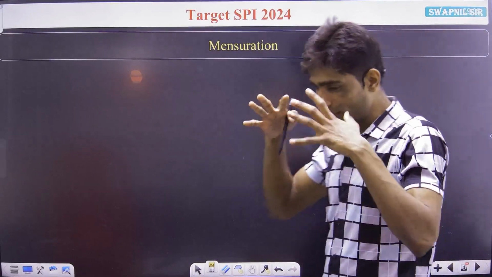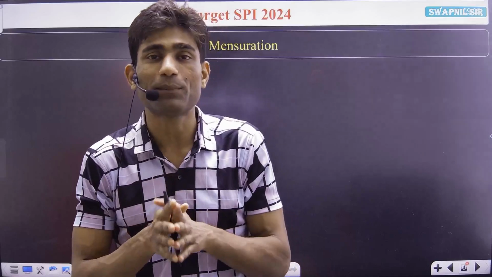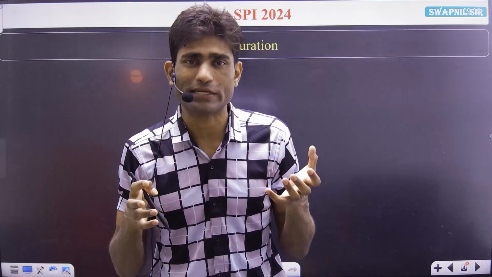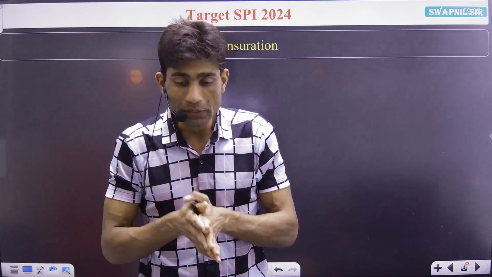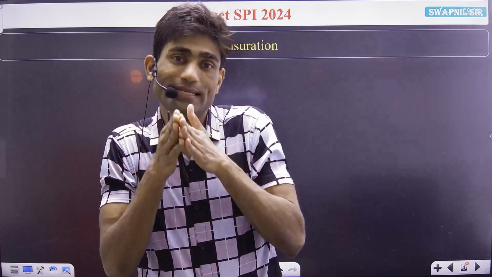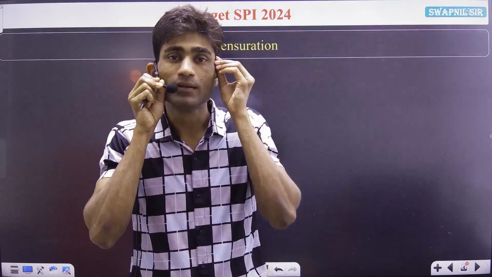Before we start the mensuration chapter, I have to explain what we are going to learn in this chapter, or what I taught in my previous lecture. The mensuration chapter is mainly divided into two parts: one is the plane figure, and the other is the solid figure. Plane figure and solid figure are the two major parts of mensuration.